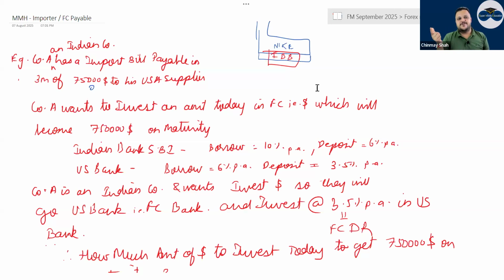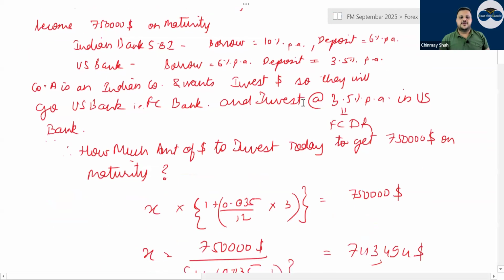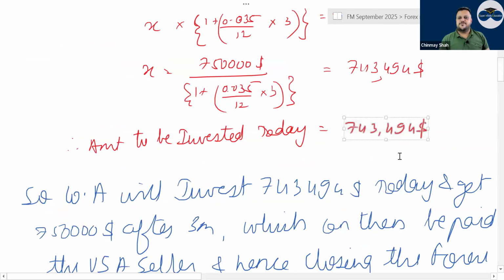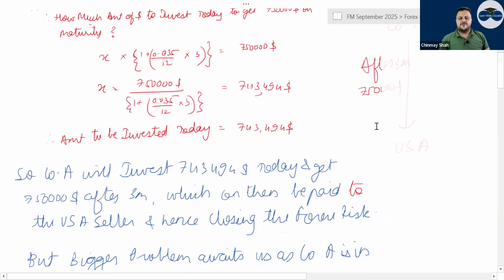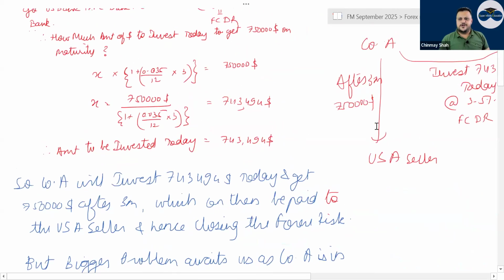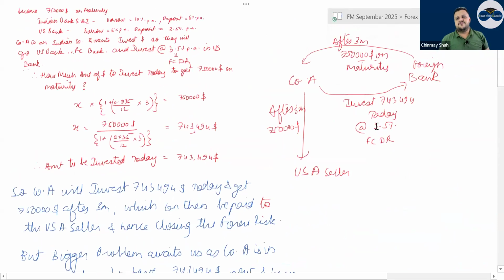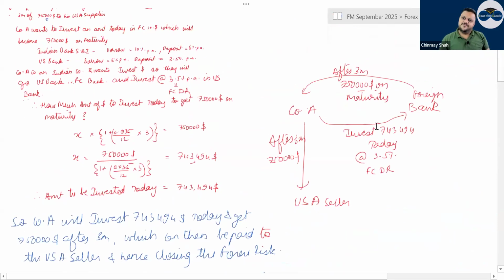So the bank says okay. You give me 75,000 to pay after 3 months, is what they tell the bank. The bank says okay, you invest some amount today which turns to 750,000 that you have to pay after 3 months. We will give you 750,000. Okay, if I have to invest today, find the present value of the 750,000 payable after 3 months. If you get the value, it comes to 743. So the bank says, if you give us $743,494 today, we will give you 750,000 at maturity, which you can directly pay to the USA seller. No tension, correct or not?